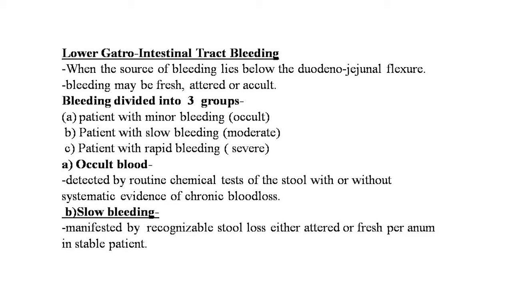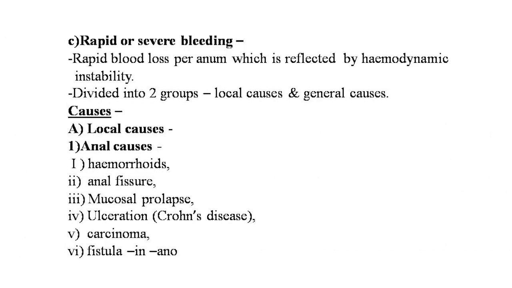Now C, rapid or severe bleeding, is defined as a rapid blood loss per anum which is reflected by hemodynamic instability if left uncorrected. The loss of blood requires 2 units or more of blood for transfusion to bring about hemodynamic stability.